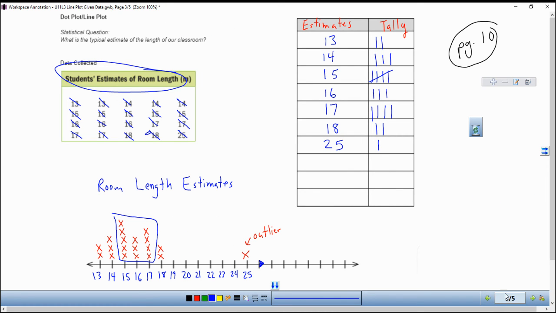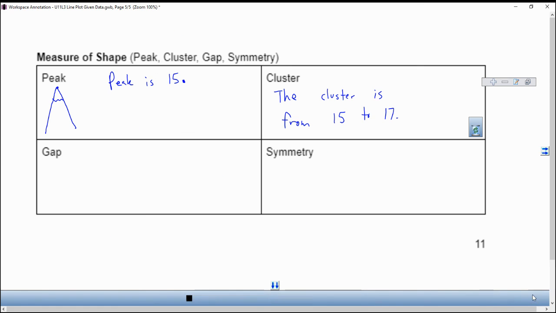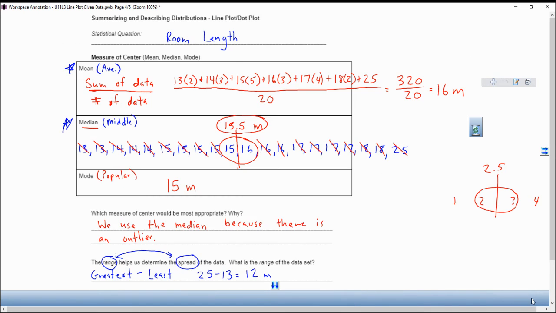All right, let's talk about gaps. Well, there's a pretty clear gap here, and that's between 18 and 25. You see there's no data here. That shows that there's a gap. So the gap is between 18 and 25. There's nothing between those two points. So the gap's like a space. So double check that. Is it 18? 18 to 25. Perfect.